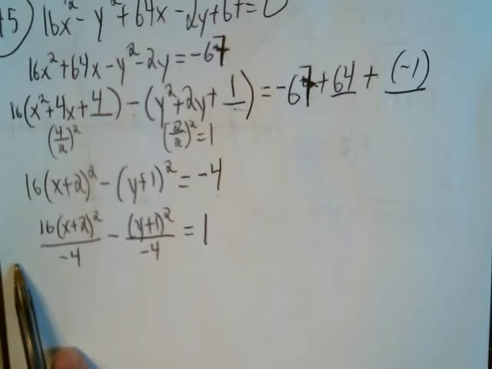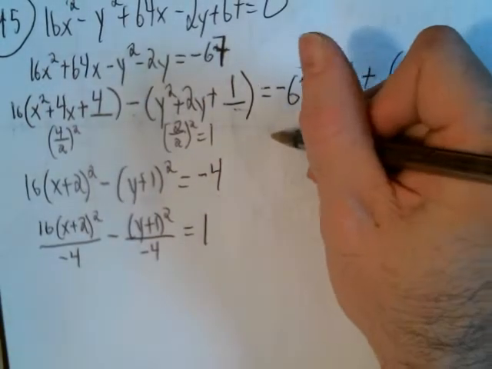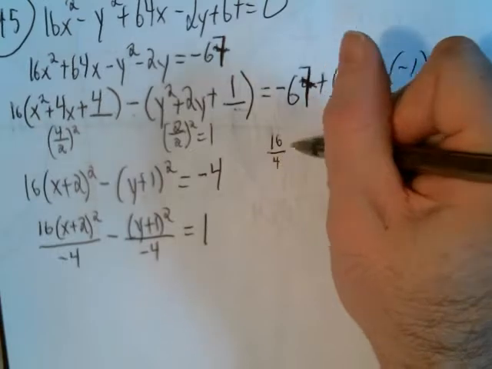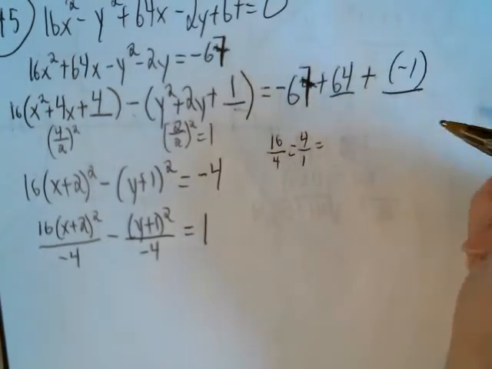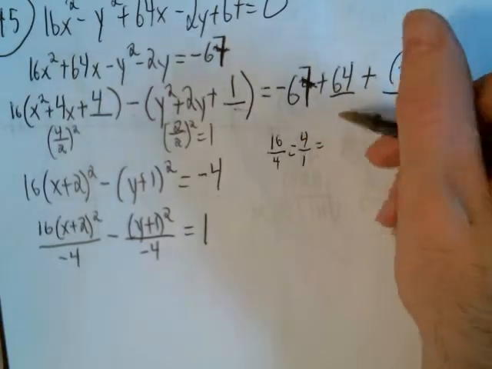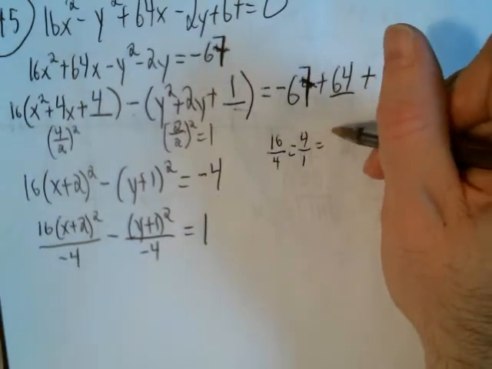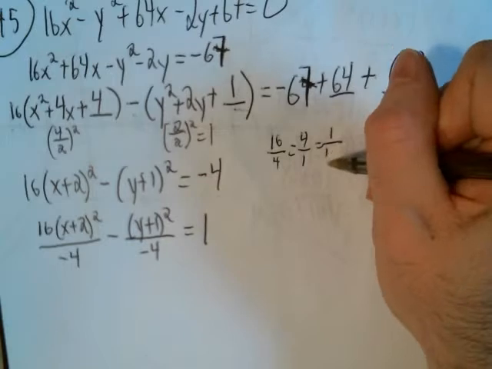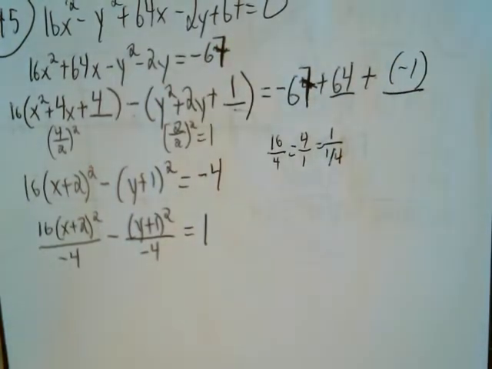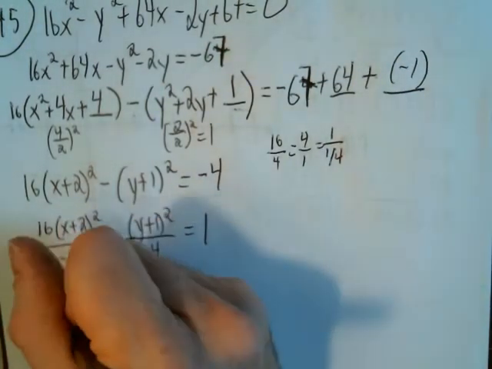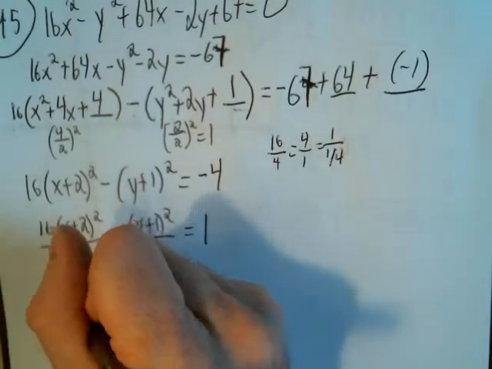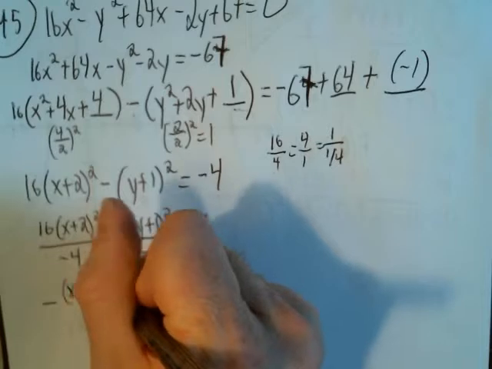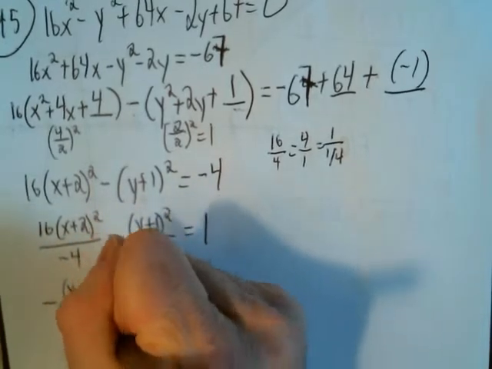Okay, so what I'm going to have to do here is, what is 16 all over 4? Well, that's equal to 4 over 1. And to rewrite that with the 4 in the denominator, I'm going to have to rewrite 4 as 1 over 1 all over 4. Okay, so this first term, and I'm going to put the negative in front, it'll be x plus 2 squared all over 1 over 4.